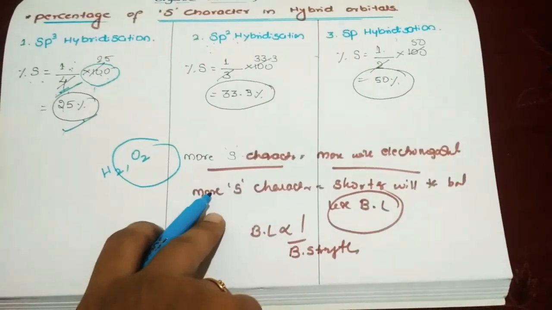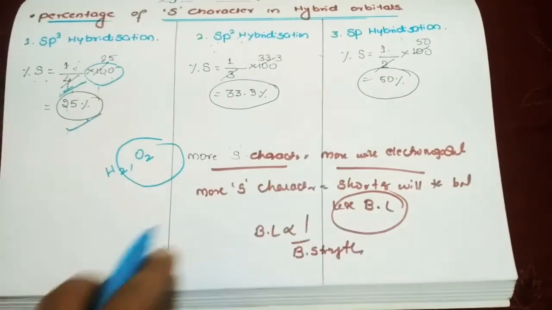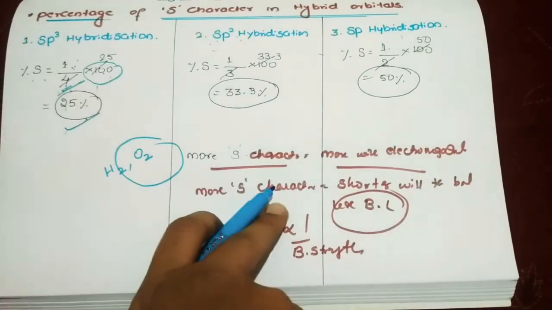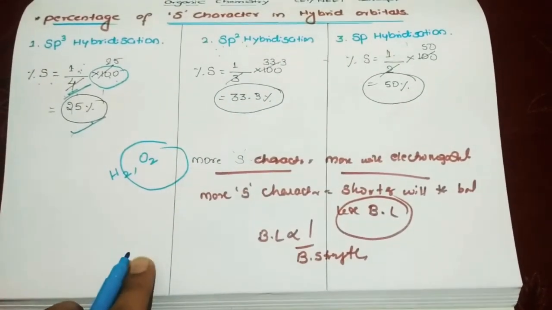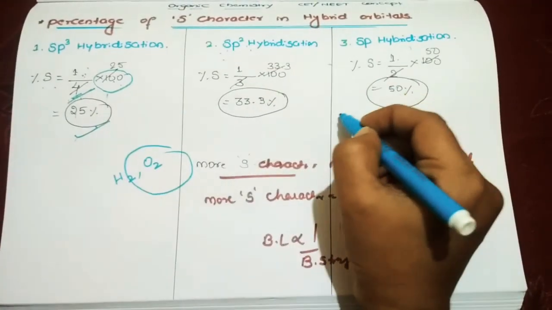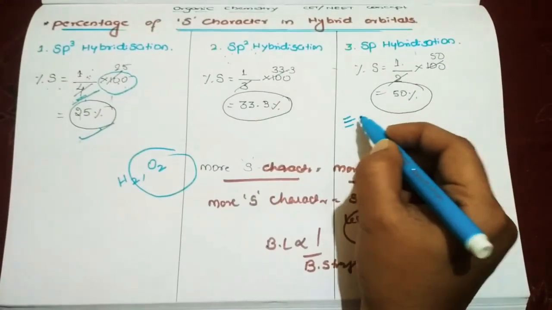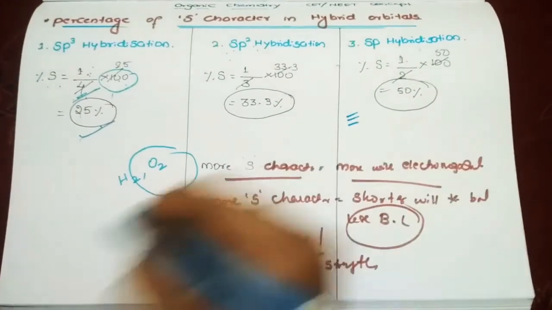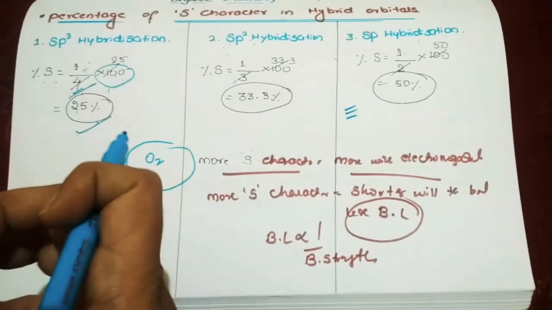One more point we need to concentrate on here. More the S character, shorter will be the bond, meaning less bond length. Why is it like that? It's because when I say sp hybridization, there occurs a triple bond, dear students. One will be a sigma bond and the other two will be pi bonds. So more the bonds, the shorter it will be.